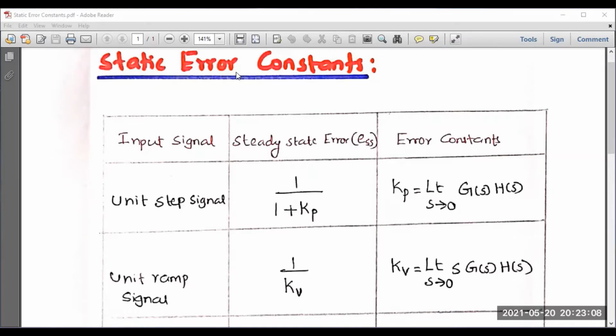The steady state error for a unit step signal can be written as ESS equal to 1 by 1 plus Kp, where Kp is known as the position error constant. Kp can be computed using the formula Kp is equal to limit s tends to 0 of G(s) into H(s). This is the formula to calculate the position error constant, where G(s)H(s) is the loop transfer function.